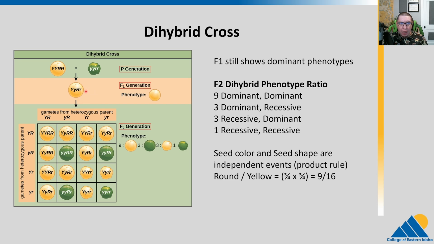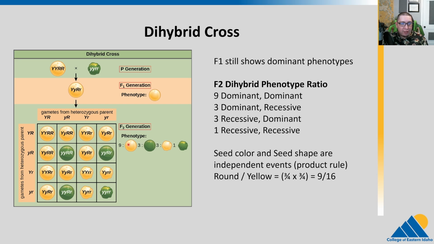We self the F1s, and now it gets a little bit more messy because we have more squares in our Punnett square, because instead of just one gene, we have two genes, and we need to work out the possible combinations here. Okay, you could add all these up, but what you will find is that there are 9 yellow round seeds for every 3 green round seeds, for every 3 yellow wrinkled seeds, to every 1 wrinkled and green seed. So there is 16 squares here.